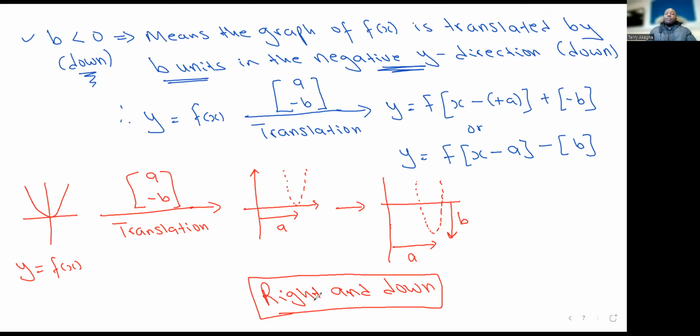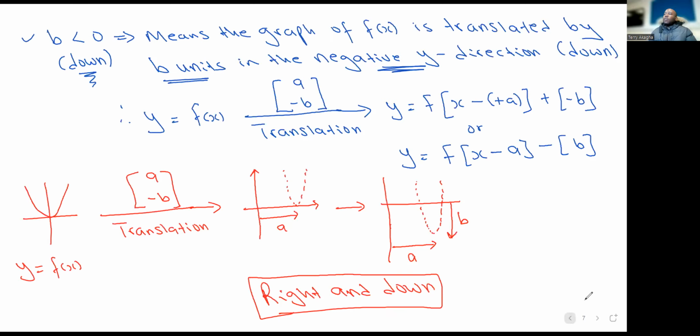Okay, it means that the graph moved to the right and down. Also, it's possible that A is negative and B is negative. So if we have something like that, A is negative and B is negative.